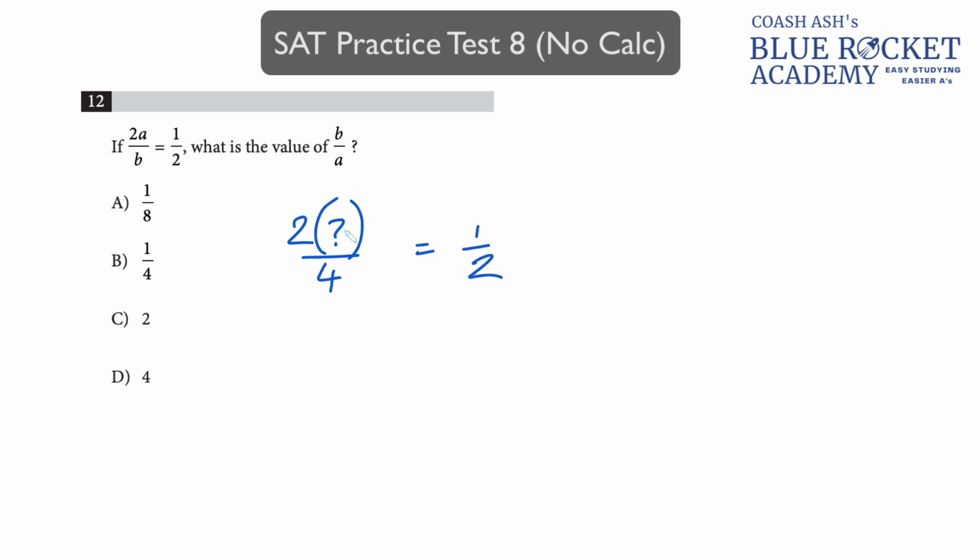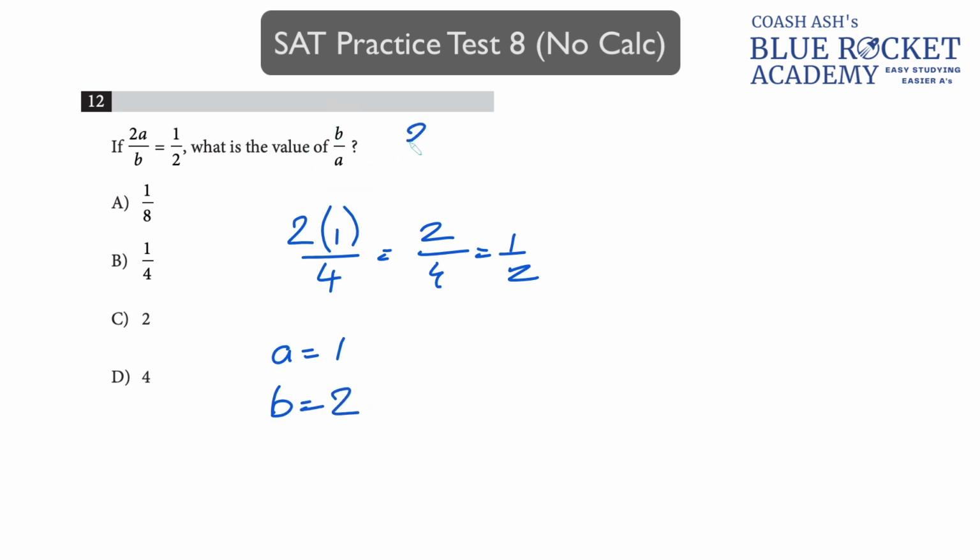Clearly a can be 1. So you're choosing a value here. You've got a equal to 1, because 2 times 1 is 2 over 4, and that gives you half. So that works. All you need to do is choose a value. So a is 1, and then b is equal to 4. My bad, we chose b is 4. So of course you're going to get 4 over 1, which is 4, is your answer. Very easy.